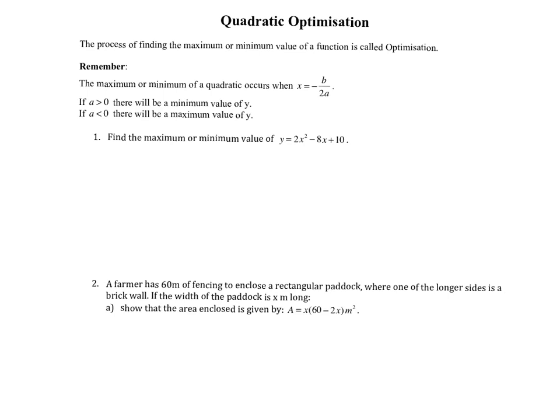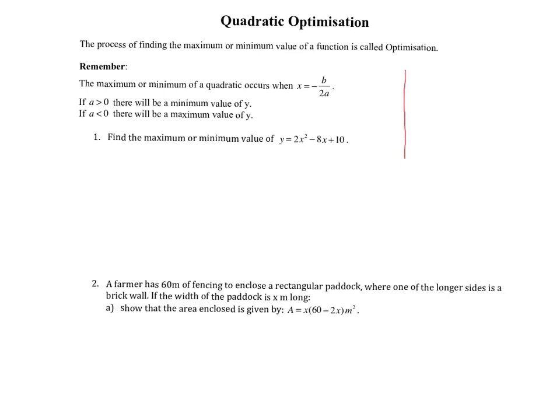So what does that mean? Basically, the process of finding a maximum or minimum value of a function is called optimization. You've got to remember, the maximum or minimum of a quadratic or parabola occurs when x equals negative b on 2a. So what am I talking about?